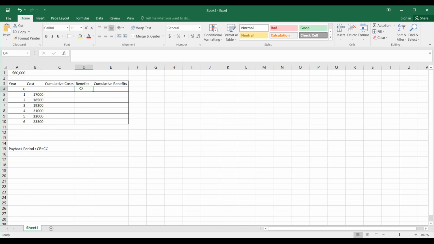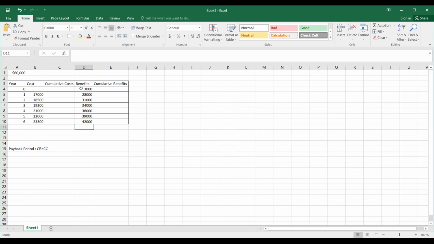And your benefits, so the benefit before you even start, in year 0, is 3,000. Your first year, sorry, is 28,000. Your second year is 31,000. Third year is 34,000. Your fifth year is 36,000. Your next year is 39,000. Finally, you get 42,000. Okay, so these are your benefits.